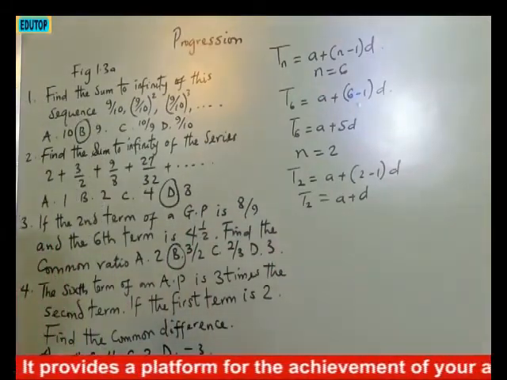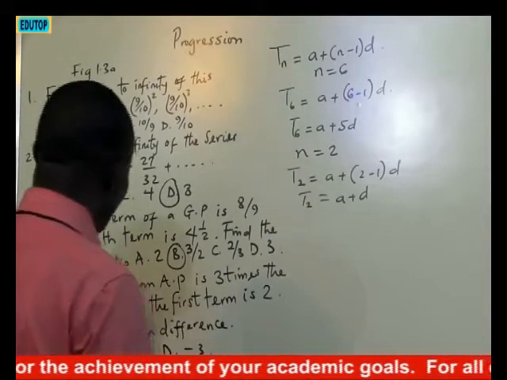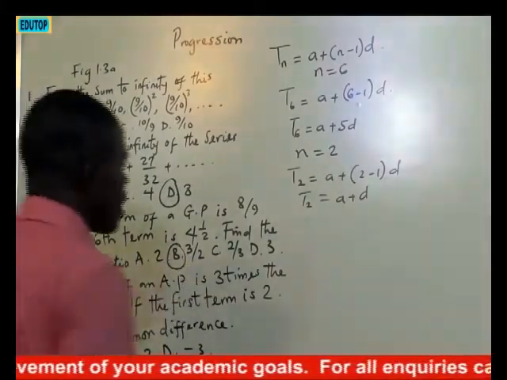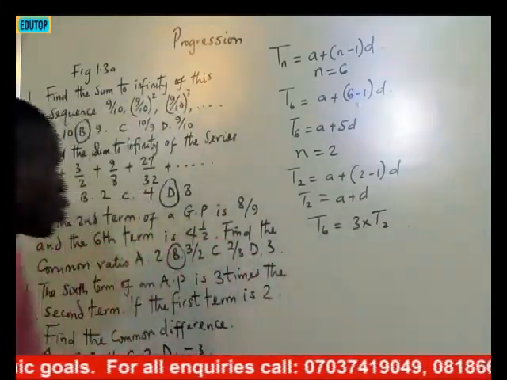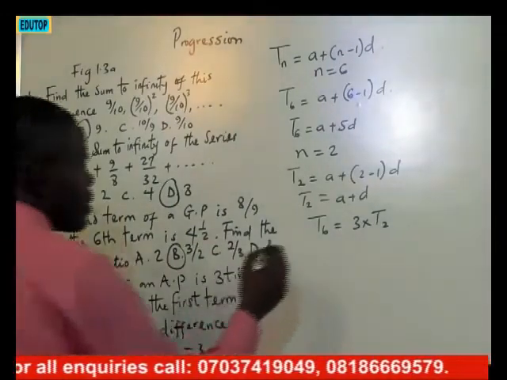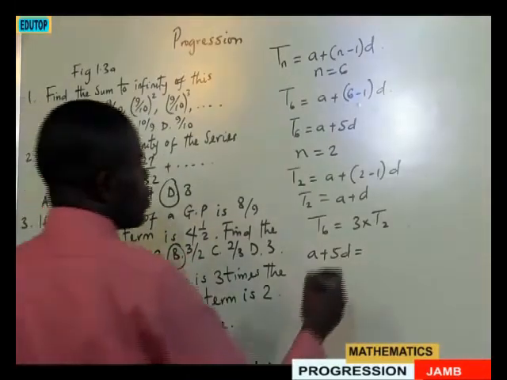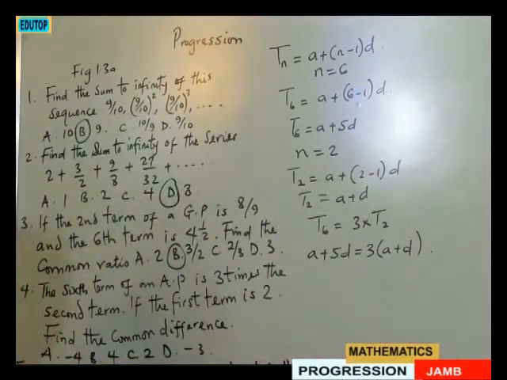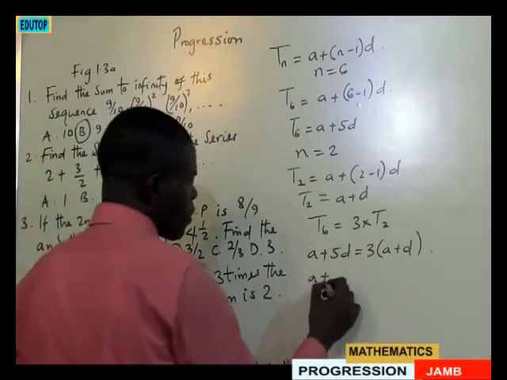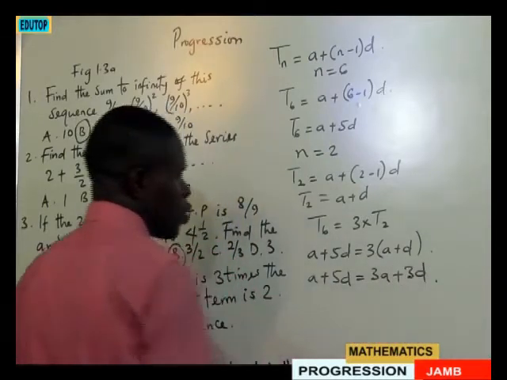So the question now relates the sixth term to the second term. It's saying that the sixth term is 3 times the second term. So T6 is equal to 3 times the second term. What is T6? T6 is a plus 5d. Then what is T2? T2 is a plus d. So 3 times a plus d. That is the mathematical equation for that. So let's open this. We have a plus 5d equals 3 times a, 3a, plus 3 times d, 3d. So I have this scenario.